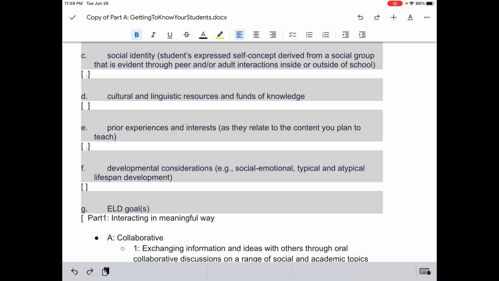Then, if we move on to part E, it talks about prior experiences and interests as they relate to the content you plan to teach. So during this section, I mentioned how focus student 1's prior experiences with multiplication and division is being involved in Freckle Math. Freckle Math is a program for certain students who are slightly behind in math or struggle with math, and he receives the extra assistance with math.